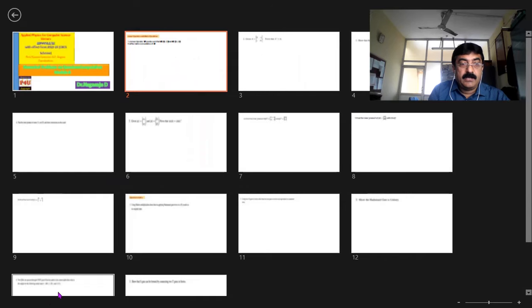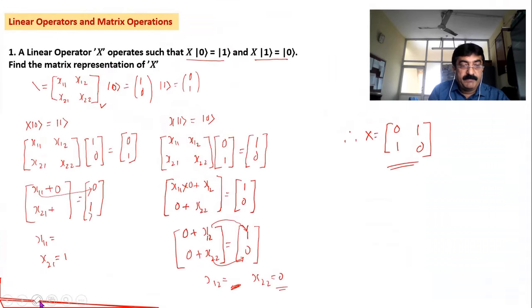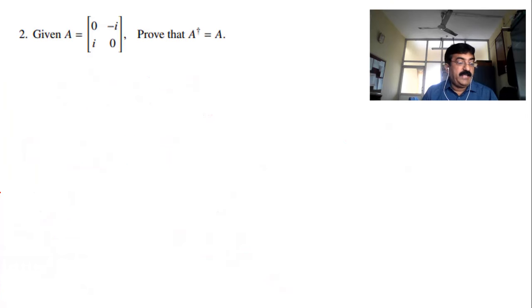Okay, let me proceed with the next numerical. Next numerical is: given A equals the matrix [0, -i; i, 0], prove that A dagger is equal to A. Dear students, first of all, you must know how to find A dagger.